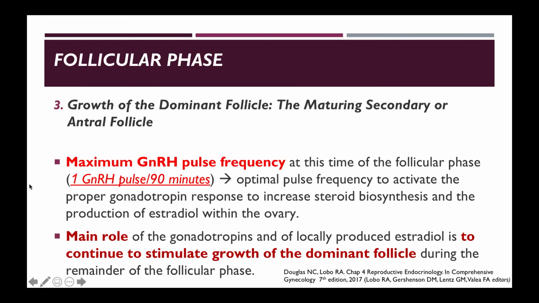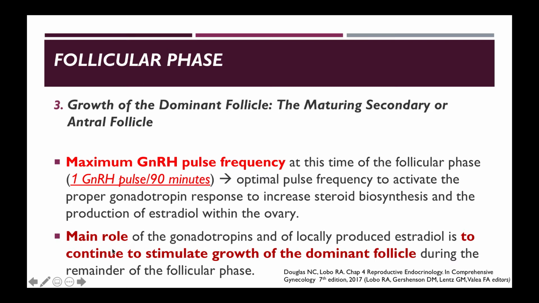Now, the last event in the follicular phase is the growth of the dominant follicle or the maturation of the secondary or antral follicle. Now, the maximum GnRH pulse frequency at this time of the follicular phase is about 1 GnRH pulse per 90 minutes. And this is the optimal pulse frequency to activate the proper gonadotropin response to increase steroid biosynthesis and the production of estradiol within the ovary. Now, remember this pulse frequency during the follicular phase because, as you will note later in this lecture, during the luteal phase, we have a slower pulse frequency.